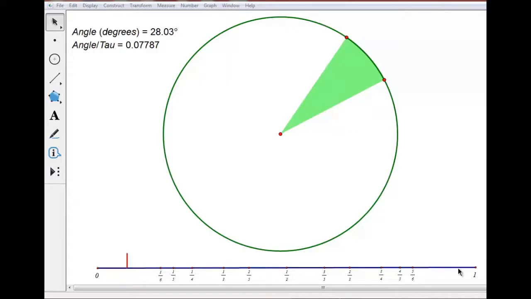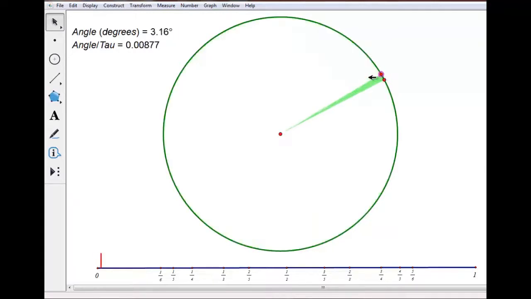Here's a fun exploration that can be done with the Geometer Sketchpad software and with a programmable calculator. In this diagram, the angle denoted by the shaded sector corresponds to a number on the number line below the circle. To the left, you see the angle measured in degrees, followed by the angle as a fraction of a turn, or the angle over tau radians. So half a turn will correspond to the number 1/2, and a full turn corresponds to both 1 and 0, since it starts over again after a full turn.